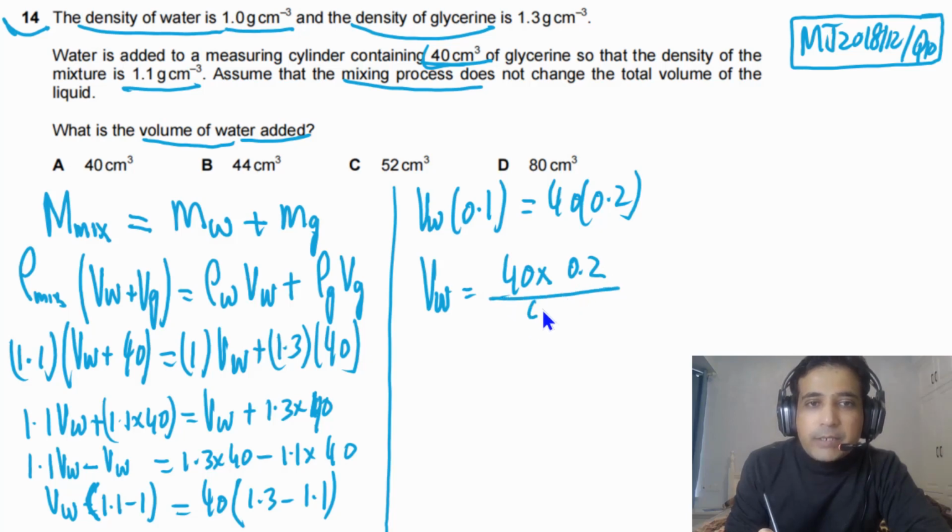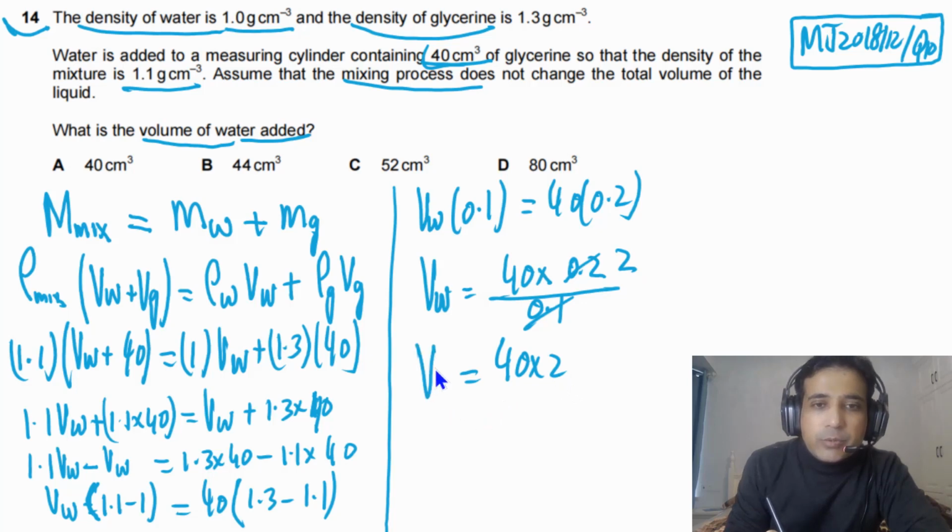So if we cancel here, we can say this is 2. So 40 times 2 is simply equal to 80. So our answer for this question is D. This is 80, and we are using cubic centimeters. So the volume is 80 cubic centimeters. So this is our final answer.